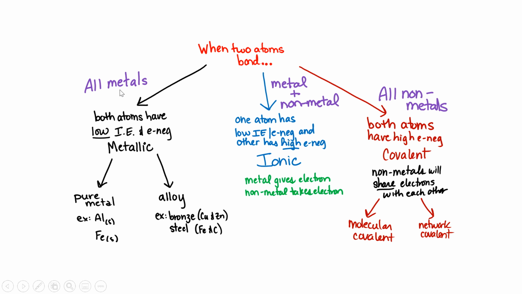And here's an overview of what's happening when your atoms bond. So if you've got all metals, it's metallic bonding. You can have a pure metal or an alloy. If you have metal and non-metal, you form an ionic bond. And if it's all non-metals, you can either make molecular covalent or network covalent.